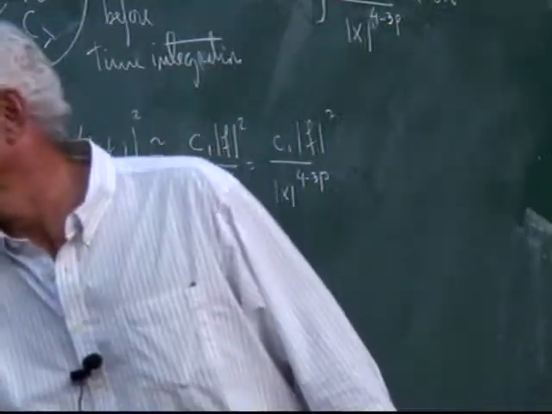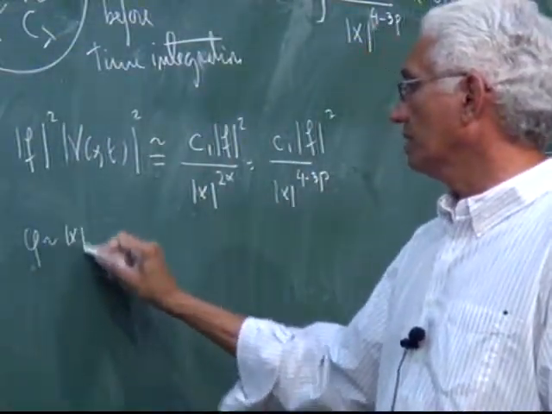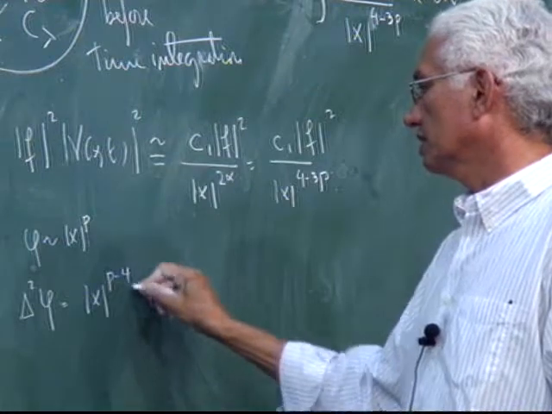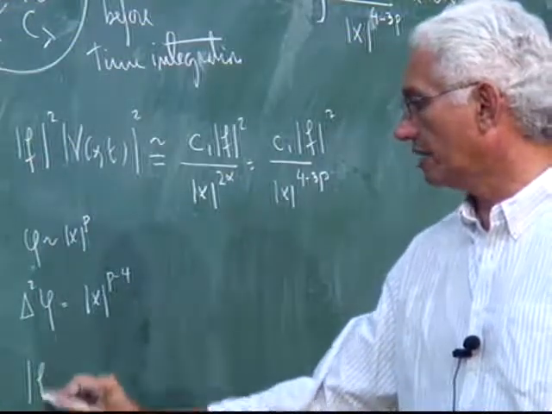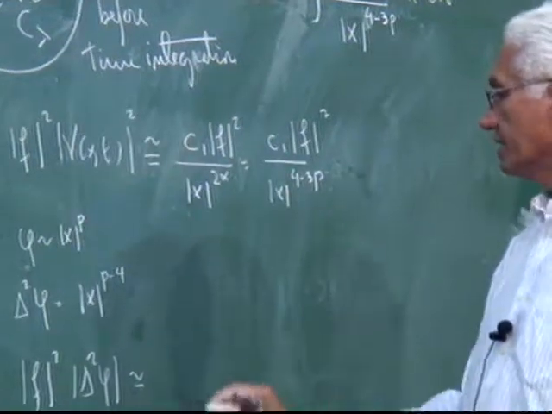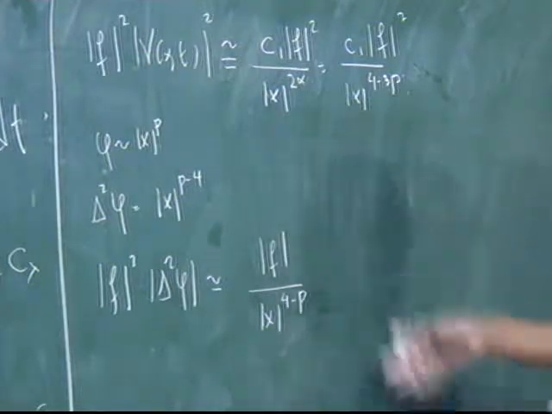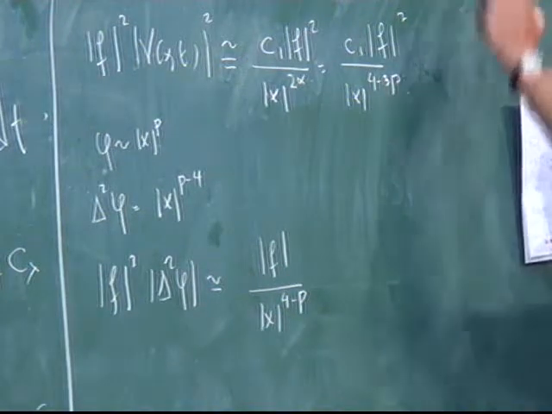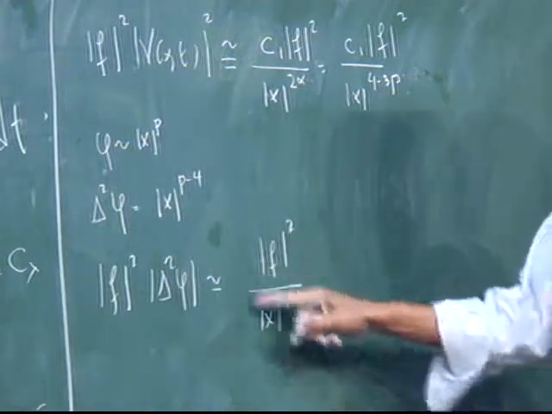What about this one? Well, since phi is like x to the p, then the bilaplacian of this is going to be x to the p minus 4. This is bounded. Therefore, this f squared multiplied by the bilaplacian is going to look, for x larger than 1, like f x to the 4 minus p. And you can see that this part decays better. This decays much stronger. Then this one is already controlled.